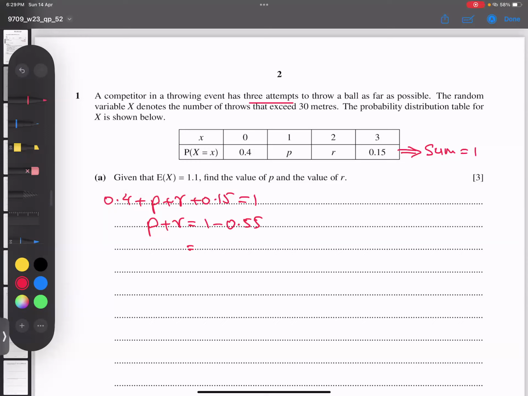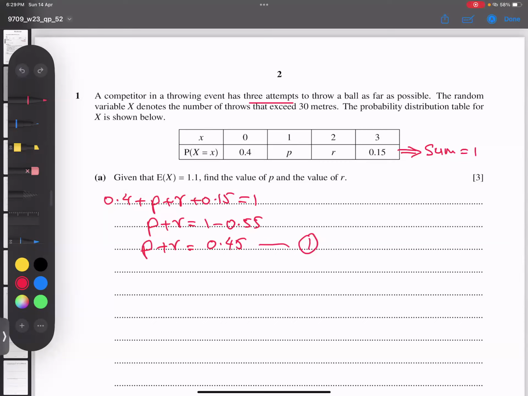So what equation do I get from here? 1 minus 0.55 is 0.45. So P plus R equals 0.45. Equation number 1 done. Okay, what about this one, E of X?